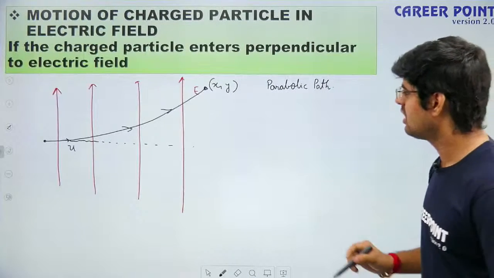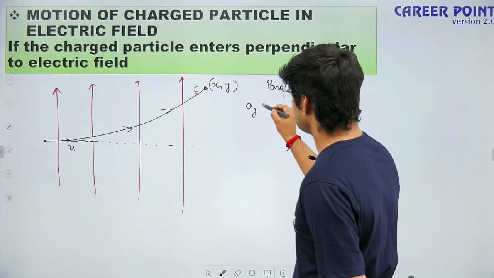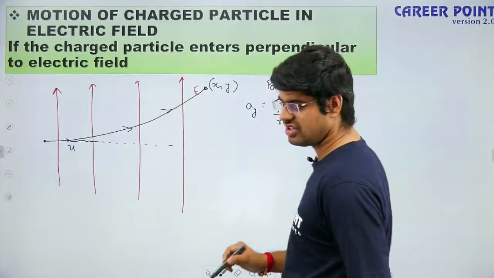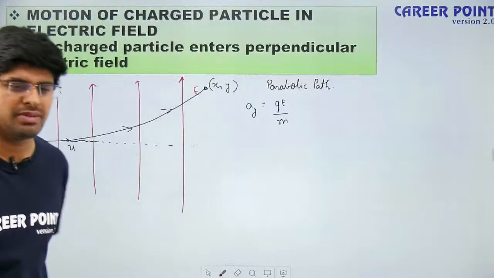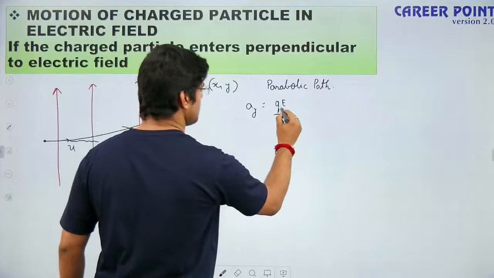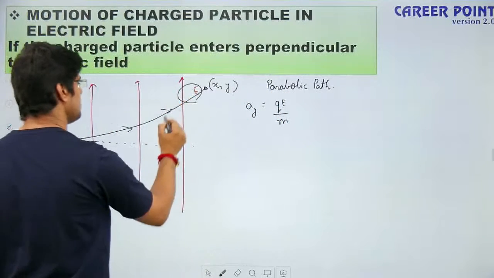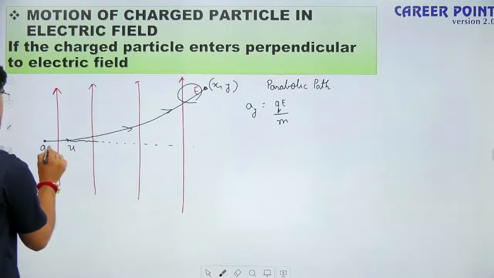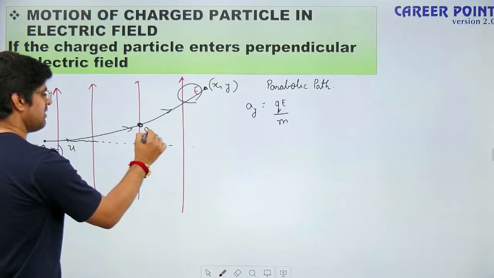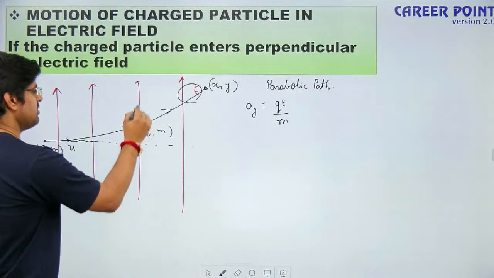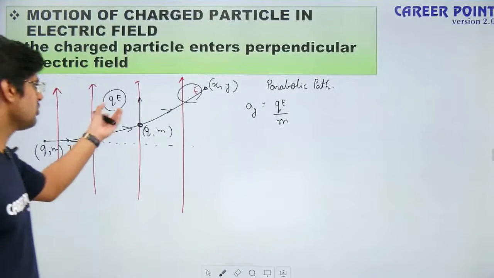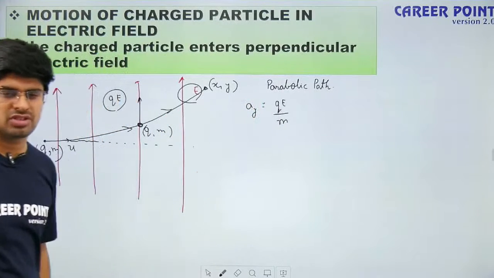Parabolic path. How? Acceleration in y direction will be equal to q into e divided by m, because a force will be applicable on the charge in the y direction due to the electric field present. So if this is the particle having charge q and mass small m, every time there will be a force acting on this charge in the upwards direction, that is qe. Force divided by mass gives acceleration.